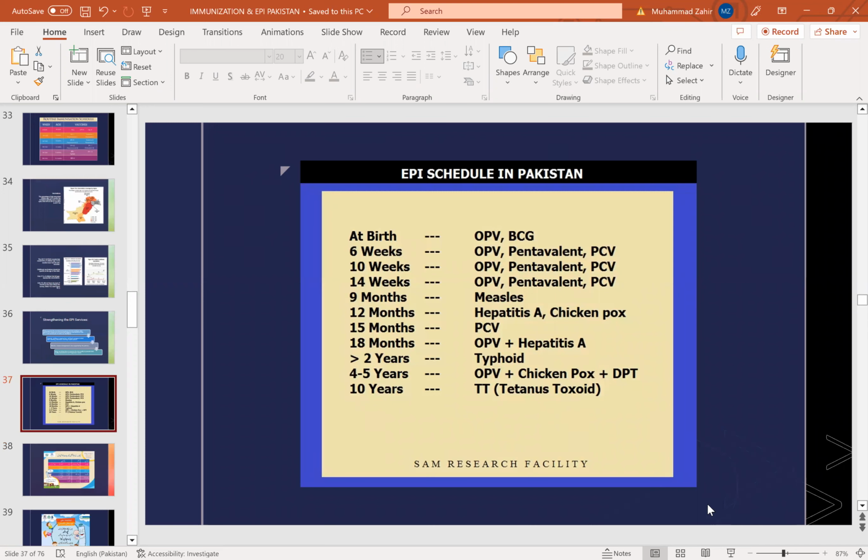The EPI schedule in Pakistan is at birth, 6, 10, 14 weeks, 9 and 12 months basic vaccination, then at 15 months MR2, and 18 months OPV and hepatitis A. More than 2 years, typhoid again, 4 to 5 years OPV, chickenpox, and TPT, and at 10 years, it is tetanus toxoid.